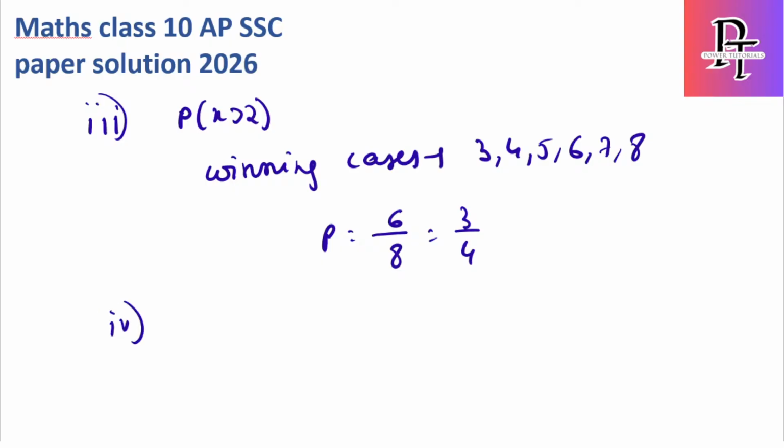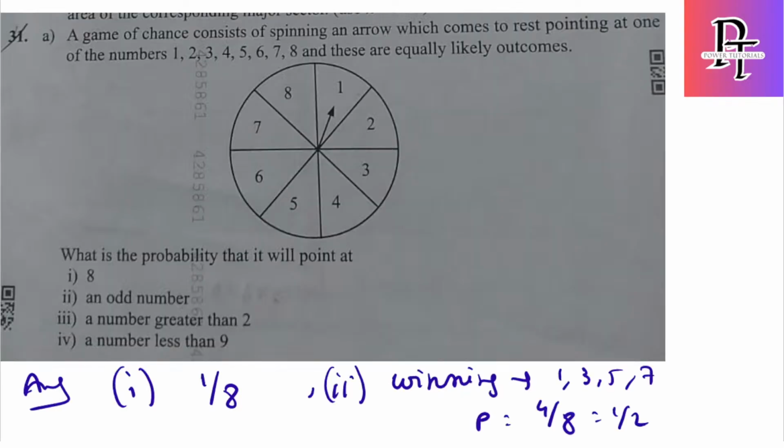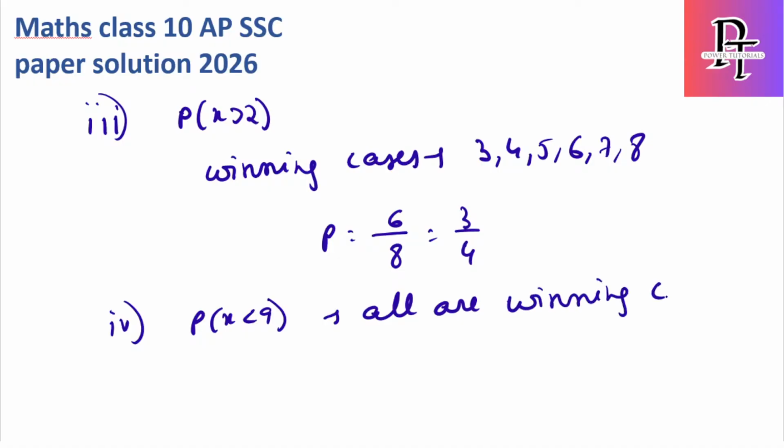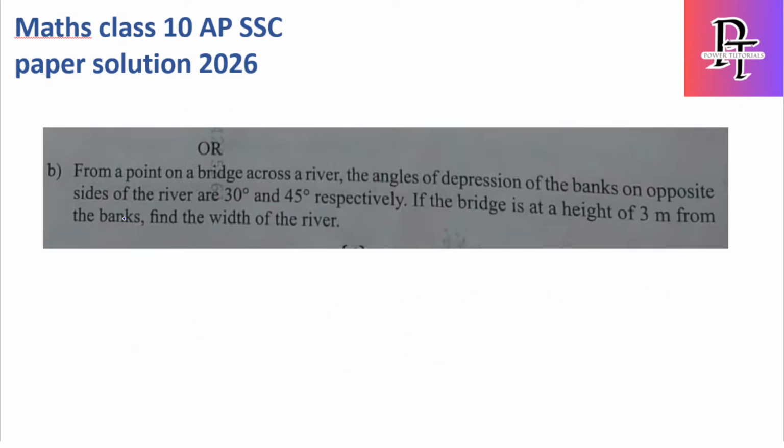Last one, probability less than 9. Less than 9 means all the winning cases. P of x less than 9, all are winning cases, because 1 to 8 are always less than 9. So the probability is simple, which is 1. Whole probability. Let's move to the next one, B part.